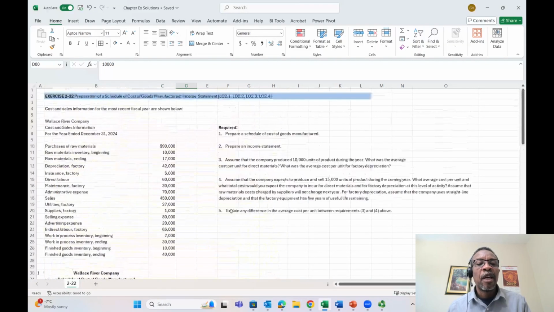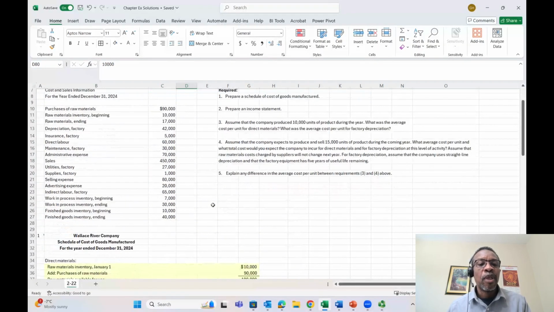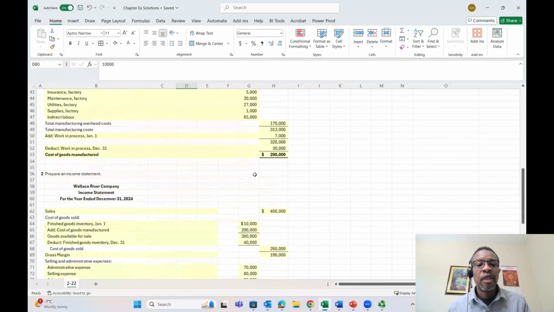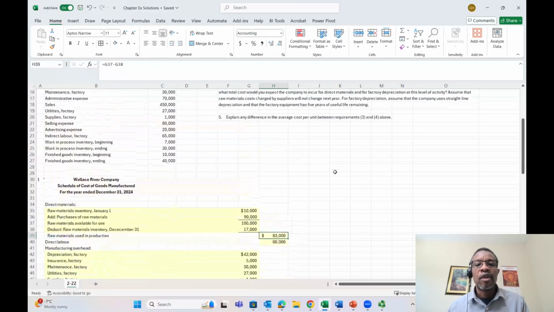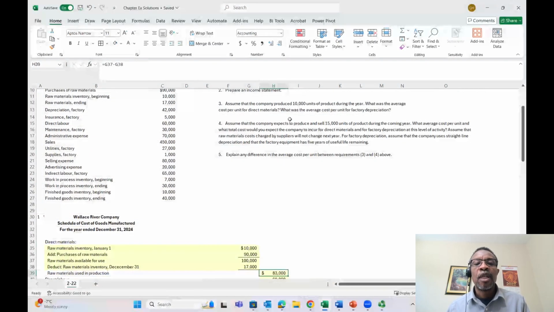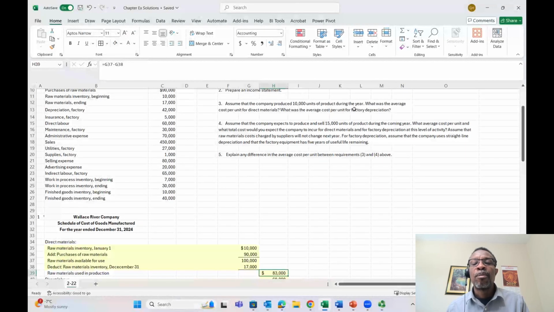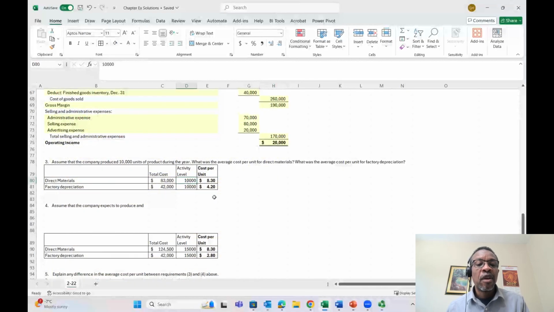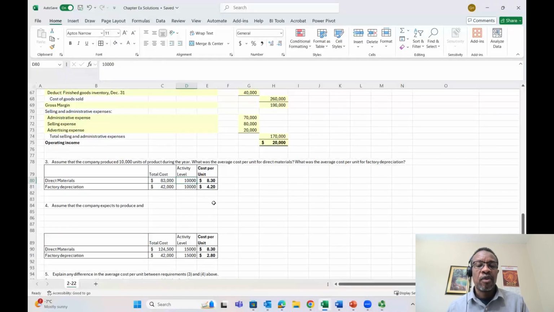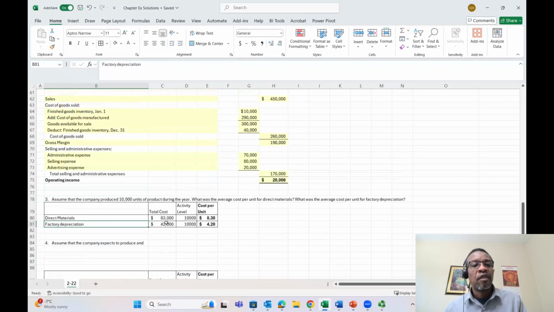So we're told that for this year, we would produce 10,000 units. So this cost that we have here for direct materials is for 10,000 units. That's what we're told, right? It says assume that the company produced 10,000 units of product during the year. So therefore, we know that we have used $83,000 to produce these 10,000 units. So we can find the cost per unit based on that. The cost per unit would be $8.30. Then we were told that for factory, it is 42,000, right?